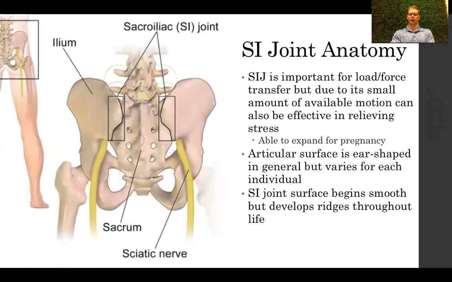With sacroiliac joint anatomy, they are articular. The articular surface on either side is this ear-shaped structure, but it varies from individual to individual. That's what makes studying the SI joints so hard: there's so much individual variability. It begins as a relatively smooth surface, indicating that there'd be more movement early on in life, but gradually develops these ridges, which eventually ankylose and fuse together. So there is much more limited movement because of these ridges later on.